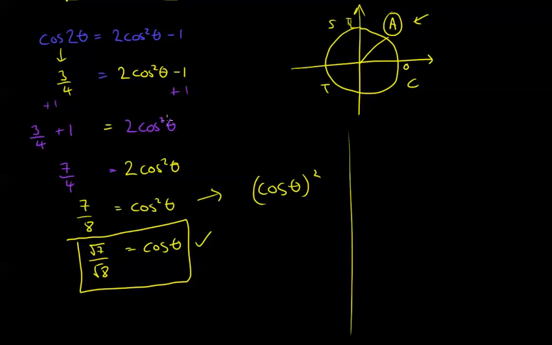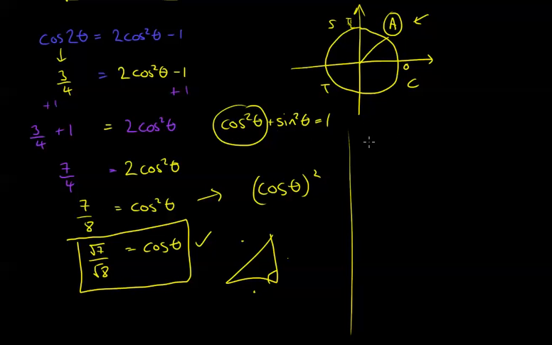Now all that's left is to work out sine theta. You could go away and make a right angled triangle, and you've got your adjacent and your hypotenuse, and you can work out the sine by the right angled triangle. You could do that, or you could use one of the other identities. Remember the other one, cos squared theta plus sine squared theta equals 1, right? Let's just use that.